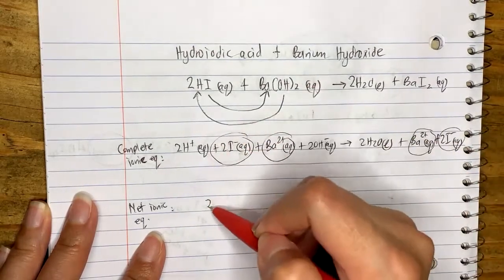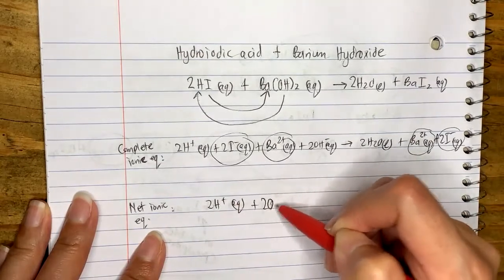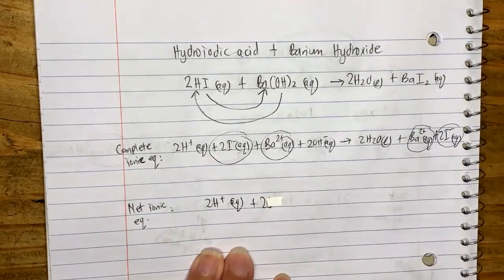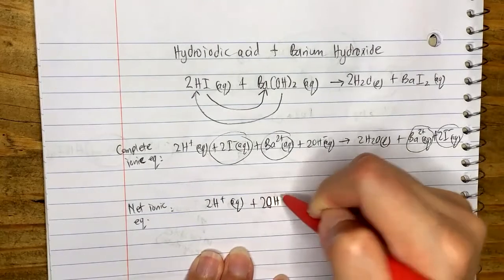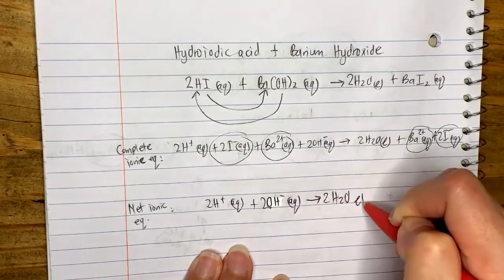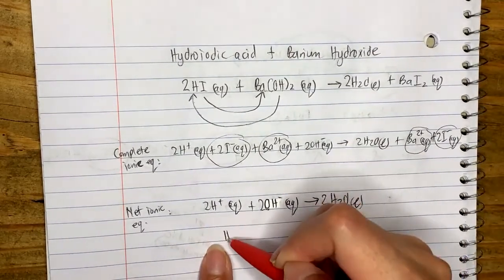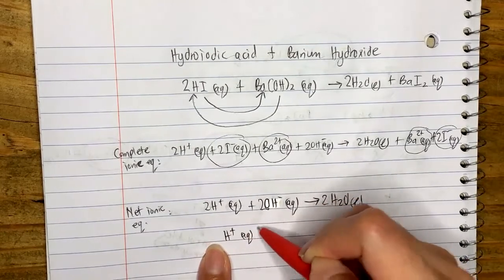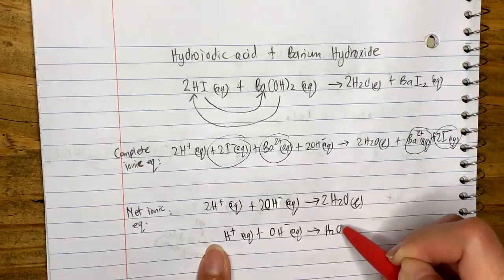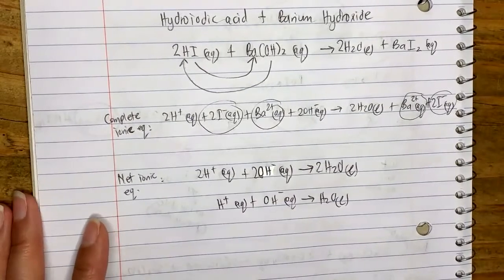What do we get? We get 2H plus aqueous plus 2OH minus aqueous makes 2 water. Okay, then that's liquid phase. Now, because it's 2 and 2 and 2, a lot of times they just simplify and write this: H plus plus OH minus equals H2O. Same thing, it's still correct. Okay, so that's how we would write it for an acid base.